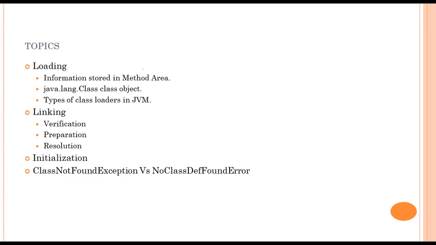In this video, we will be covering below topics. Class loader subsystem itself is a three-step process, which includes loading, linking, and initialization. So we will be covering these three topics as part of this video. And in the end, we will be covering a special type of exception which gets generated whenever a loading fails. So we'll be discussing these two types of exception and error: one is class not found exception and no class def found error.